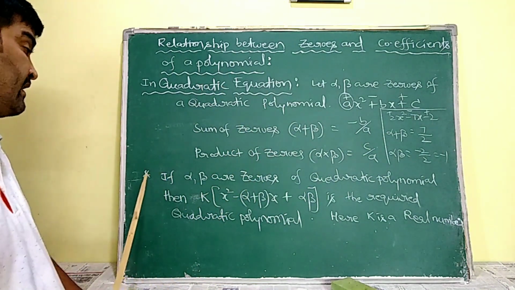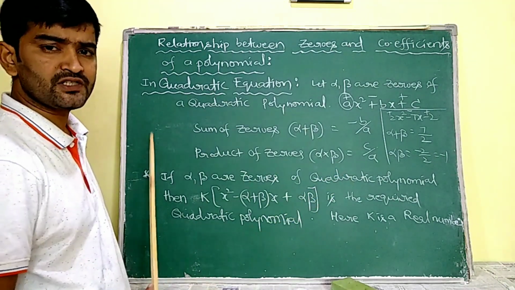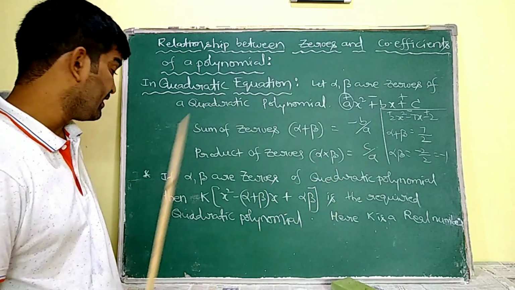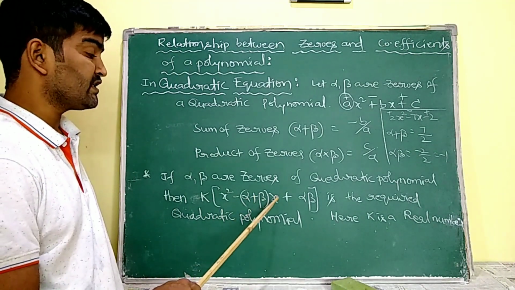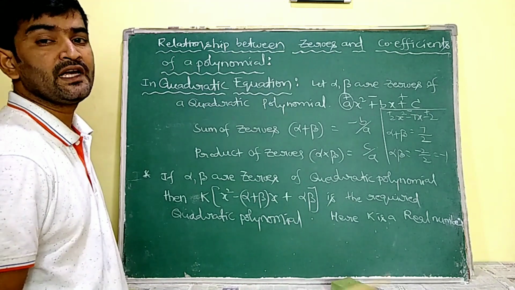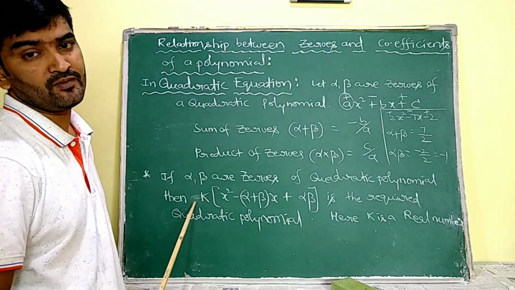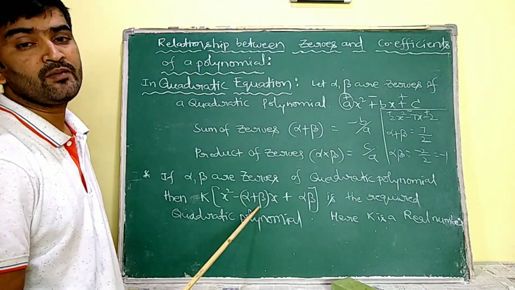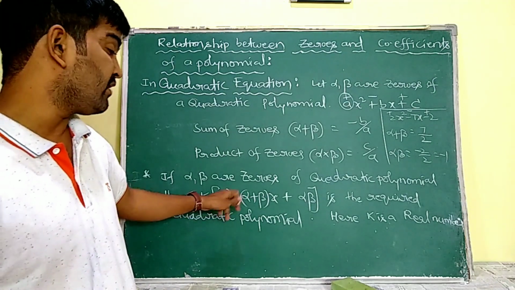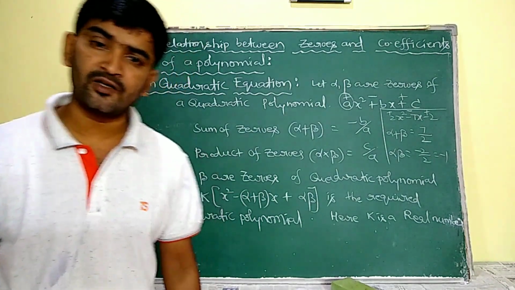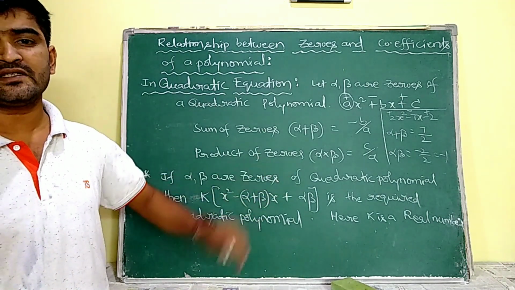In this way we are going to find the sum of zeros and product of the zeros of a quadratic polynomial. And if alpha comma beta are the zeros of a quadratic polynomial, then k into x square minus sum of zeros into x plus product of zeros is the required quadratic polynomial, where k is a real number. It's a very important formula you have to remember. If you know the zeros of a quadratic polynomial, then we will find out the quadratic polynomial by using this formula: k into x square minus alpha plus beta into x plus alpha beta.